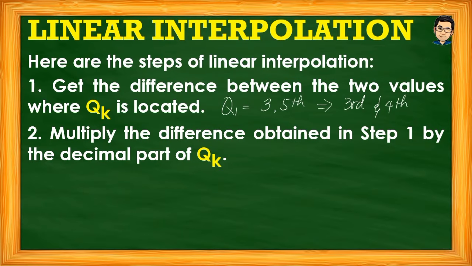Halimbawa, kapag pinag-subtract na natin yung third and fourth data natin, and then may nakuha tayo na difference, i-multiply natin yung nakuha nating difference na yon dun sa decimal part ng position ng Q sub 1. So, di ba, ito yung 3.5. Okay, so ano ang decimal part dyan? Of course, that is 0.5. Okay, halimbawa, 0.7. Ayan, 3.7, the decimal part is 0.7. Okay, so decimal part is 0.5. I-multiply natin dun sa difference na nakuha natin sa step 1.